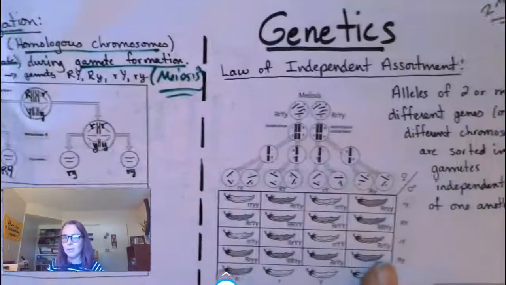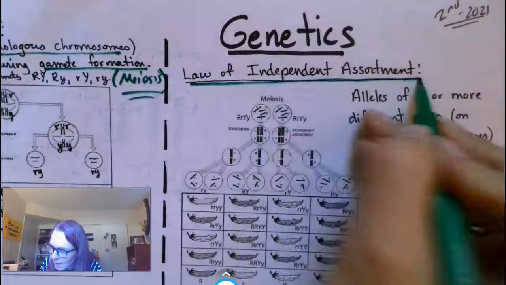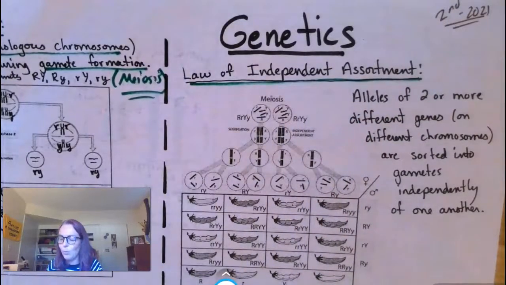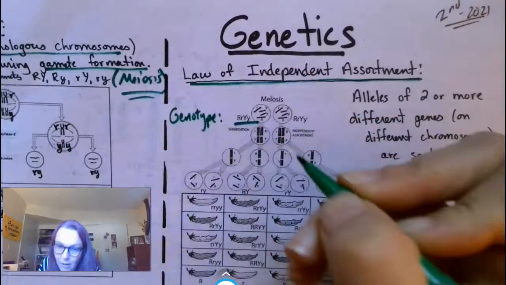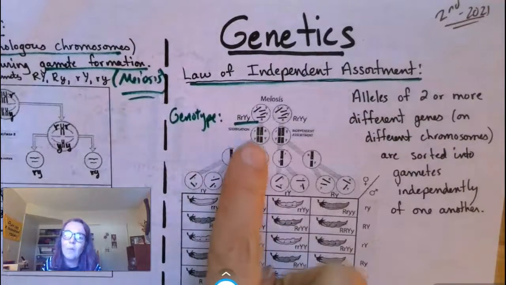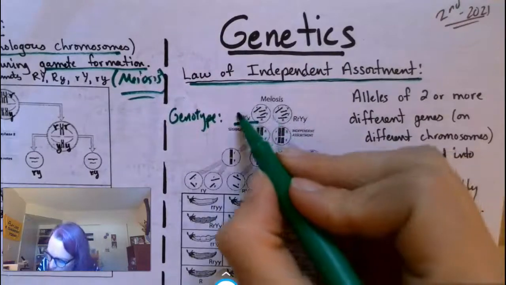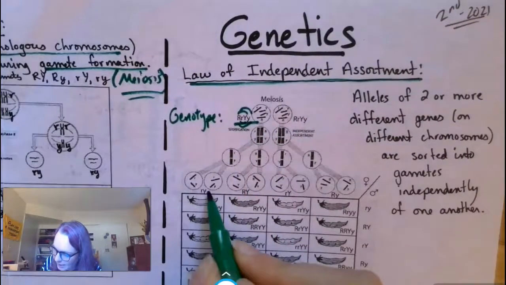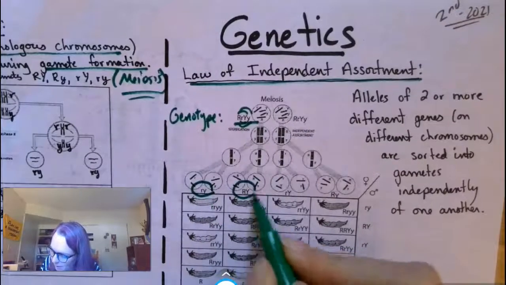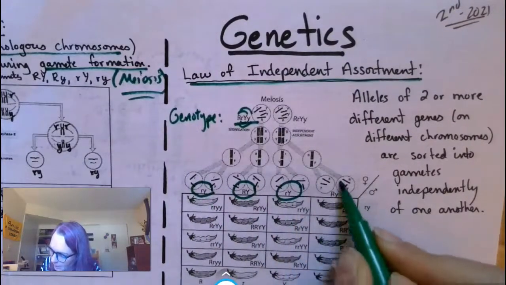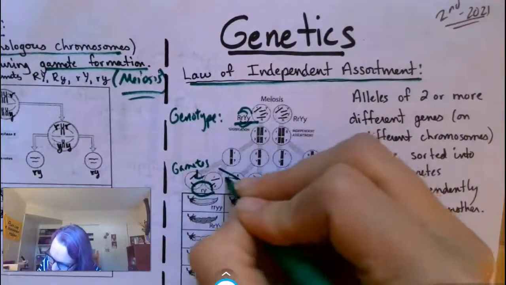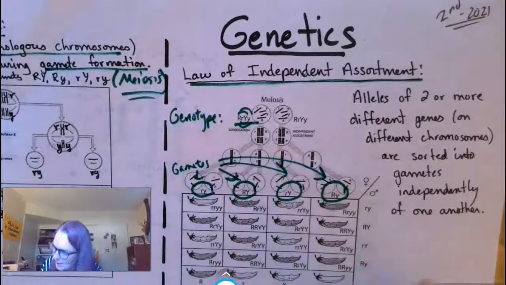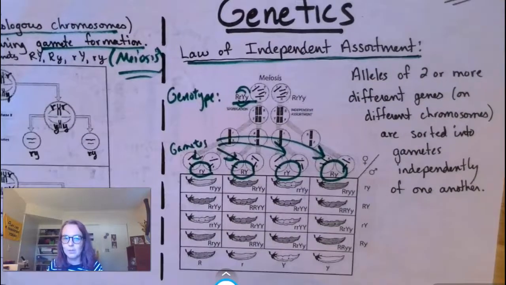The law of independent assortment means that all the chromosomes can separate without worrying about the other chromosomes. So for example, if the genotype is big R, little r, big Y, little y, then all possible gametes can be formed. Remember, you can do the distributive property. So the gametes could be big R, big Y; big R, little y; little r, big Y; and little r, little y. Those are the gametes. So the law of independent assortment just means that the chromosomes can separate without worrying about what the other chromosomes are doing.